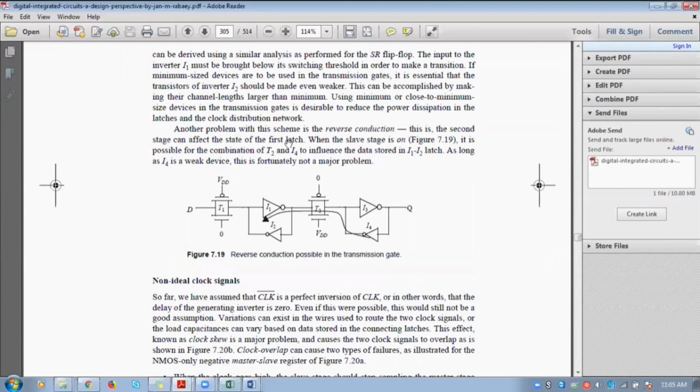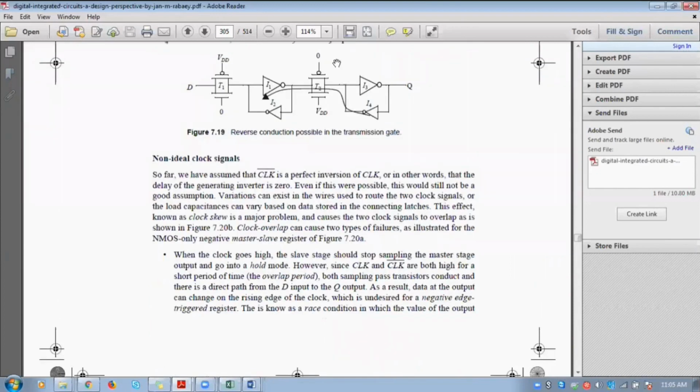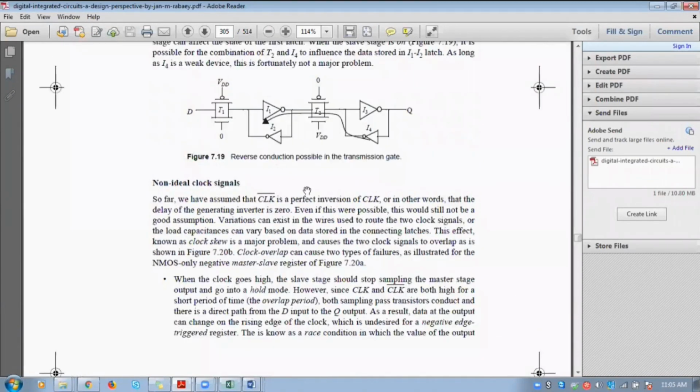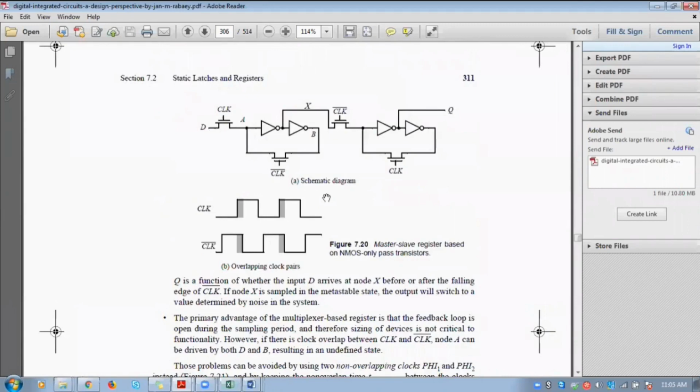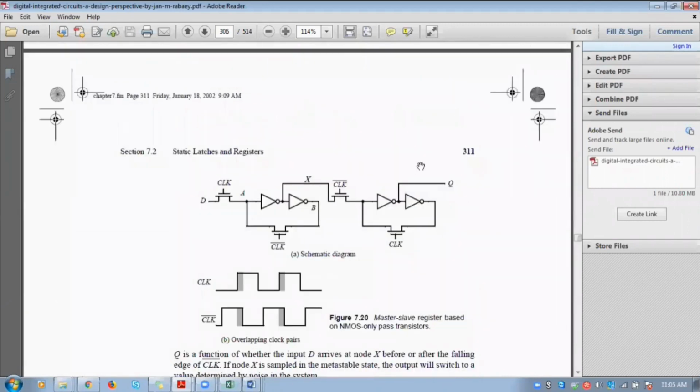Up to here only we have seen yesterday. So, reverse conduction, we explained at that time, can be overcome by replacing this I4 inverter with a weak inverter, so that the reverse conduction can be eliminated. So this diagram shows the register design based on fast transistor. This is also a positive edge triggered D register, since my slave is a positive register.